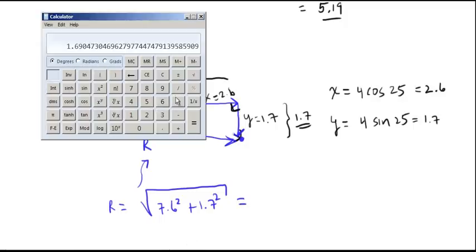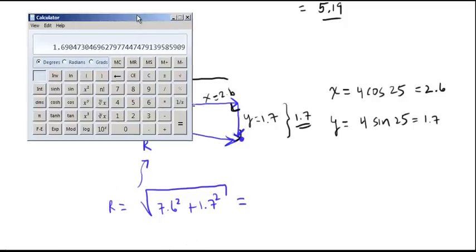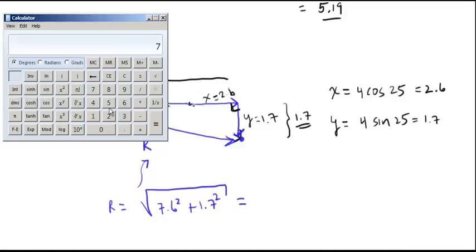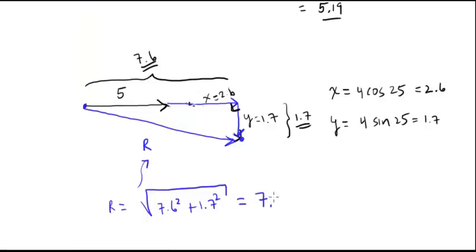And then we can just go ahead and do that. Let's see how we do this. 7.6 squared plus 1.7 squared equals 60, and then we'll take the square root of that. Where's my square root? Oh, there it is. So this is 7.78, and whatever this was, miles. So r equals 7.78.